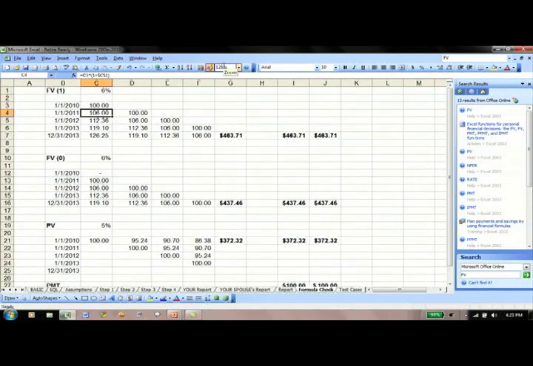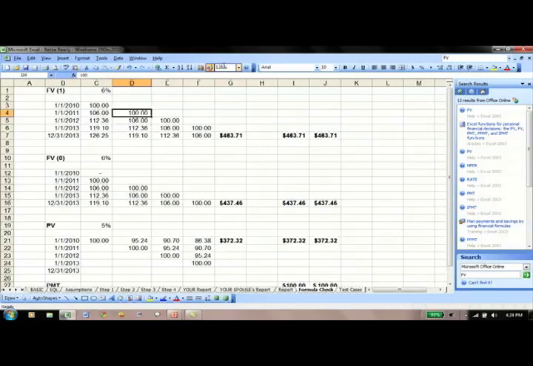So after a year, I've earned 6% interest. So my 100 has grown to 106, and the formula I use is equals C3, which is the $100 payment amount, multiplied by 1 plus the 6% rate. So 1.06 times 100. Then by Jan 2012, it's grown another 6% compounded to 112. By Jan 2013, it's grown to 119. And by the end of my 4-year period, it's grown to 126.25.